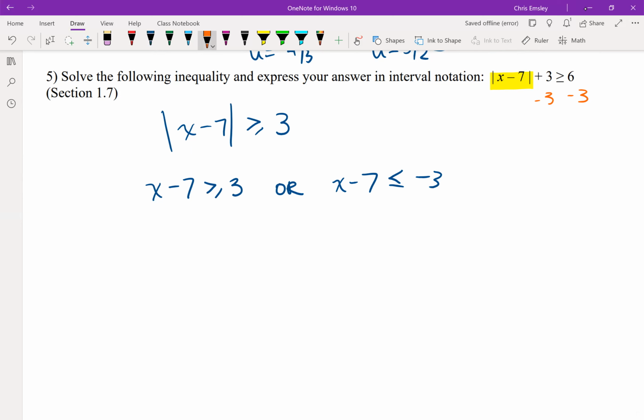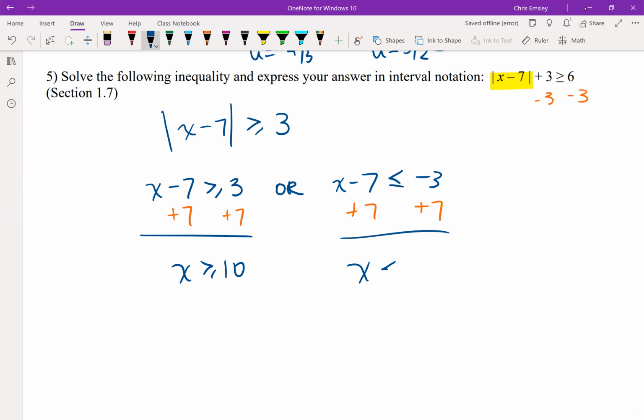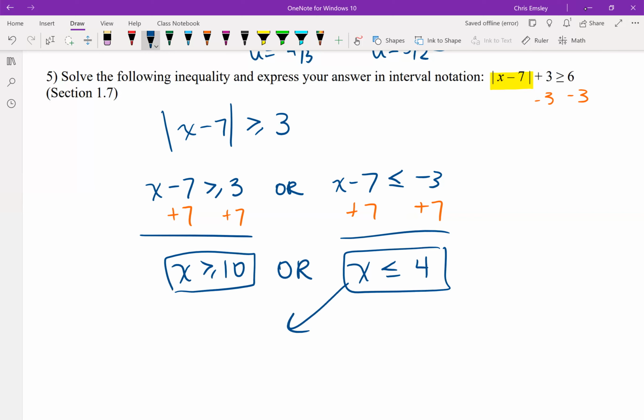Solve each one of these, add 7 to both sides. Be careful with your signs, especially on the next one. So we get x greater than or equal to 10. Same solve over here, add 7 to both sides, and we get x less than or equal to 4. This is an OR inequality. So again, with these two inequalities, we're going to get two intervals. Be careful the way I wrote it. This is actually the right interval, x greater than or equal to 10 or x less than or equal to 4. So we want to write that one first.